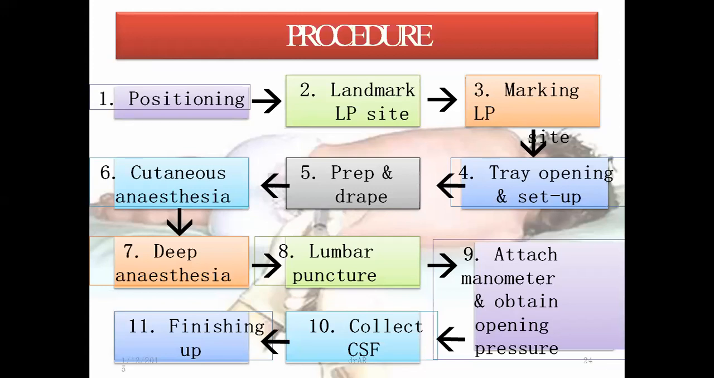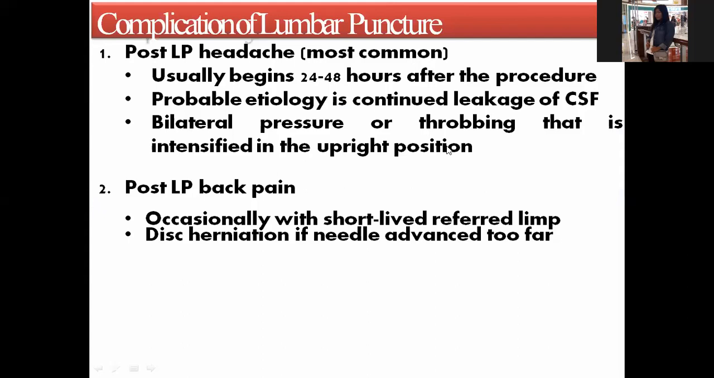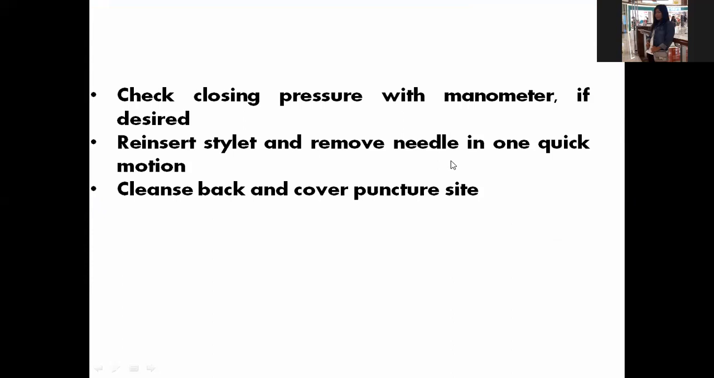After this, if you want to check the opening pressure, we attach the three-way stopcock, attach the manometer, and obtain the pressure. Then we collect the CSF in four containers marked 1, 2, 3 and 4, and finish up the procedure. Now check the closing pressure with the manometer if desired. All the opening and closing pressures can be monitored if required.